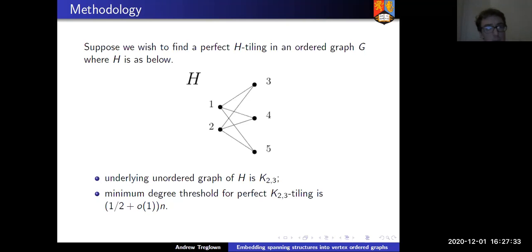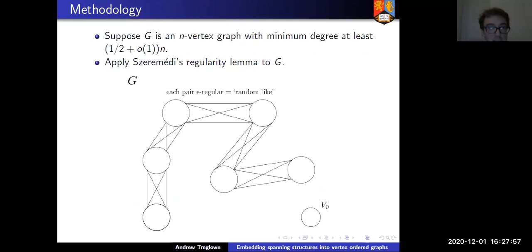Now we know from Kühn and Osthus's theorem that the minimum degree threshold for forcing a perfect K_{2,3} tiling is about n over 2. If you're above that, you have a perfect K_{2,3} tiling. Below that, you may not. So how do Kühn and Osthus prove this threshold for perfect K_{2,3} tilings? Well, they apply Szemerédi's regularity lemma.